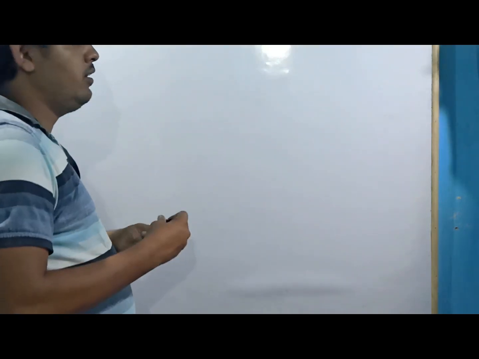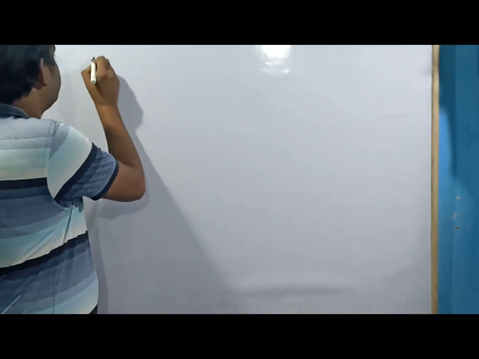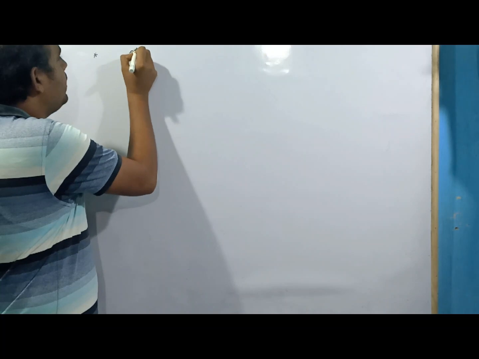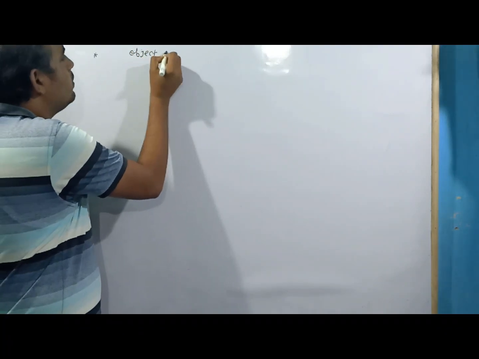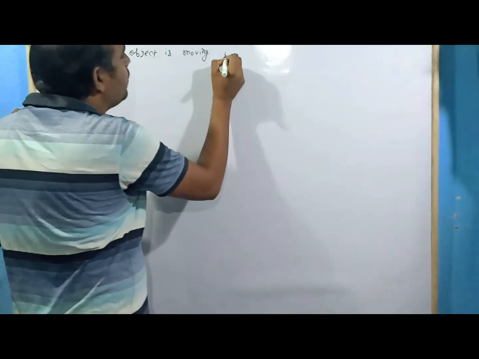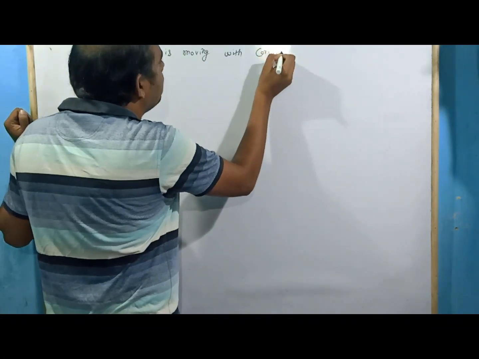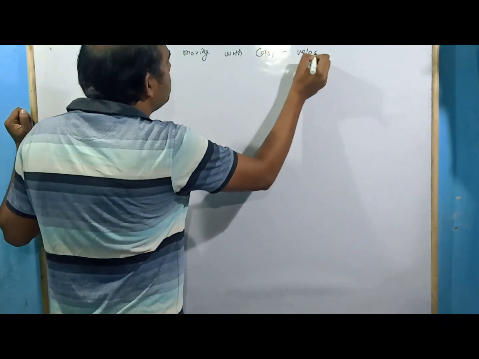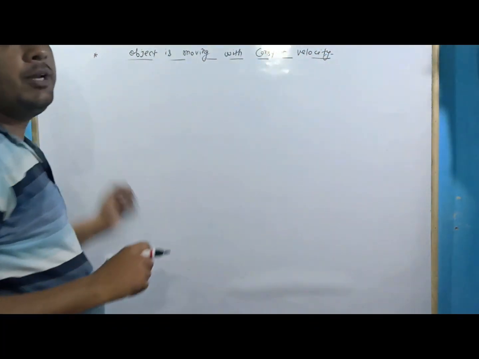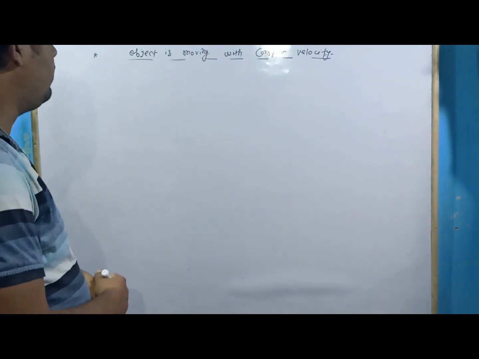So we will start with the first shape of graph, and this is when the object is moving with constant velocity. If the object is moving with constant velocity, the velocity time graph can be drawn as follows.